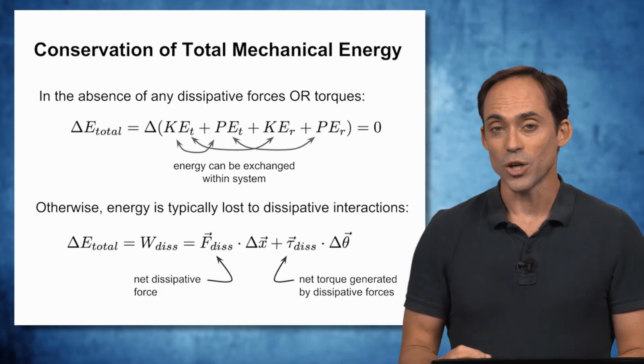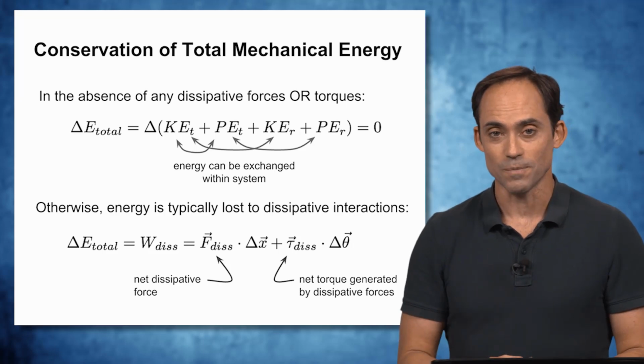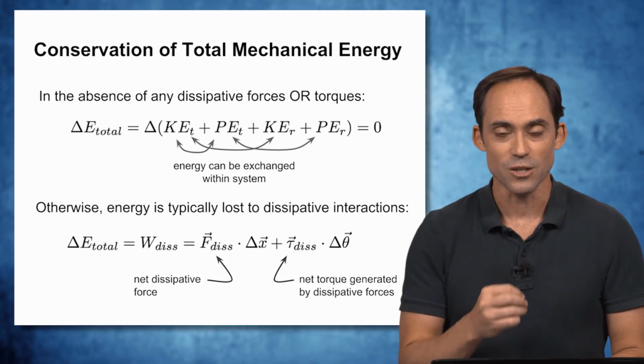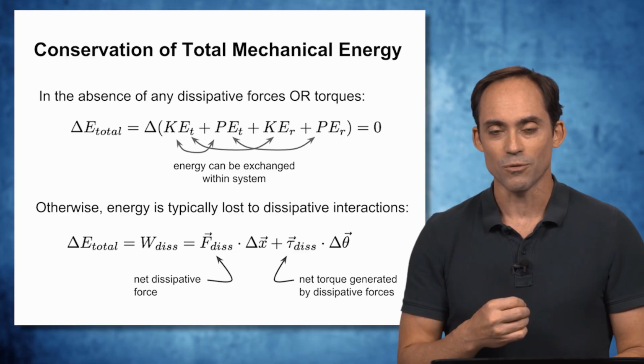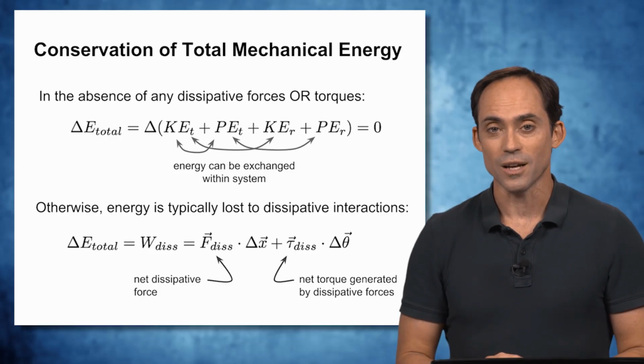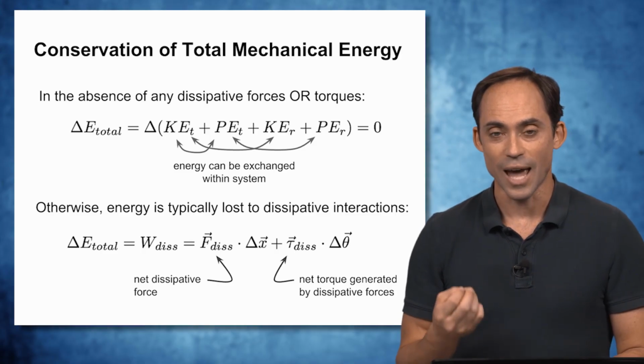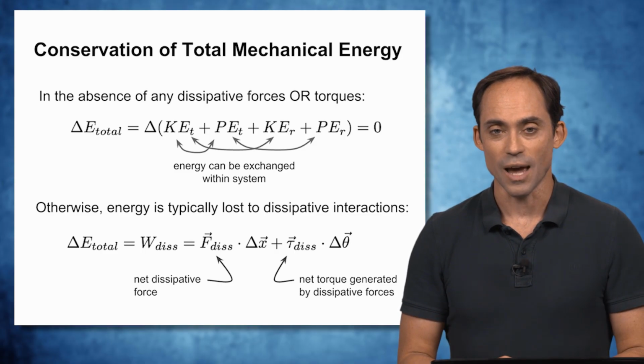In this case, though, if we're looking at the total mechanical energy that includes translation and rotation, we have to include the work done by dissipative forces in a translational sense, that dissipative force dot the displacement, plus the work done by dissipative torques in a rotational sense. So that's all the dissipative torques dot the angular displacements over which they act.